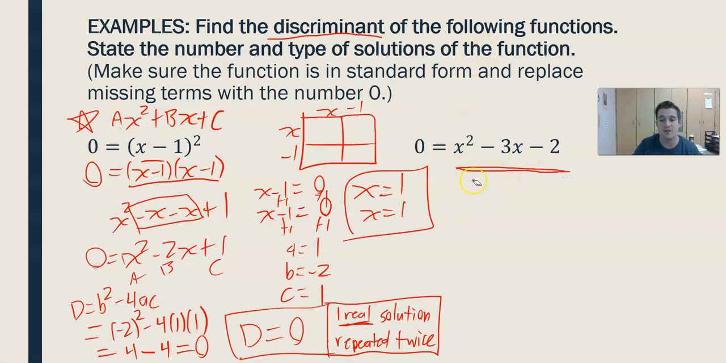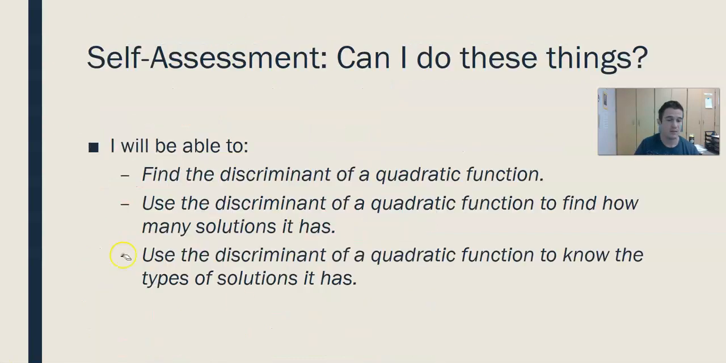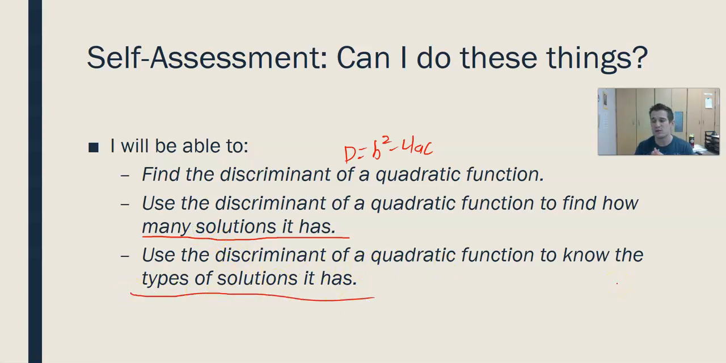But that's what I got for you today. So hopefully now you're able to find the discriminant of a quadratic function. Remember that formula is b squared minus 4ac. Don't need to memorize that necessarily. I will give it to you. You'll use it a lot. And I want you to be able to use the discriminant of a quadratic function to find how many solutions it has. Does it have 2 solutions? Does it have 1 solution repeated twice? And I hope now you're able to use the discriminant to know the types of solutions. Are they real solutions or are they complex solutions?